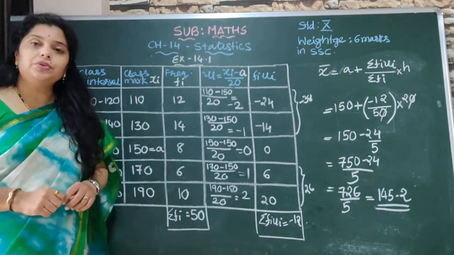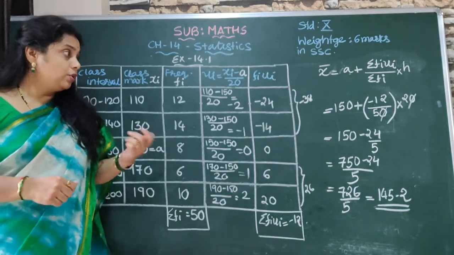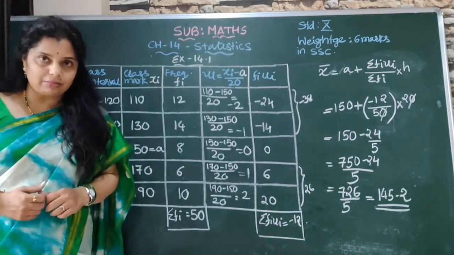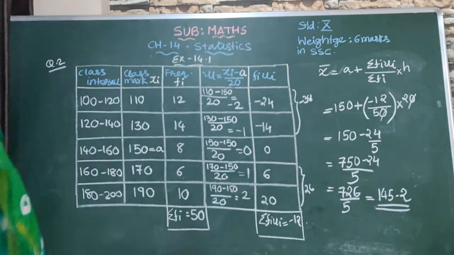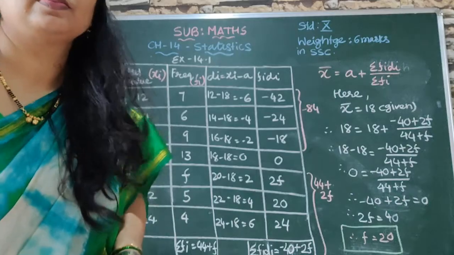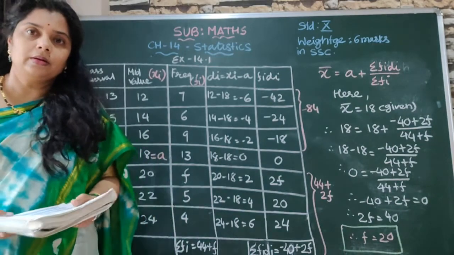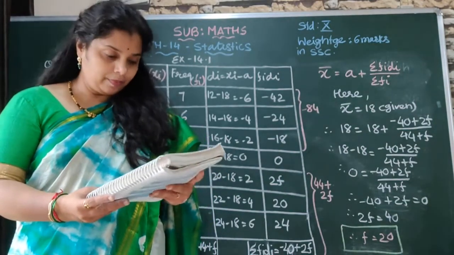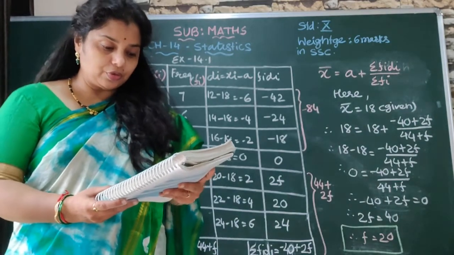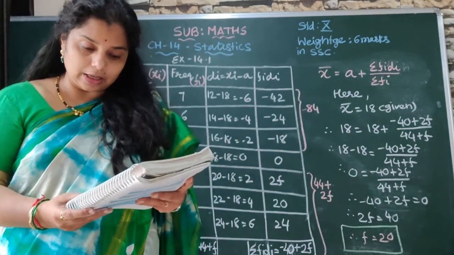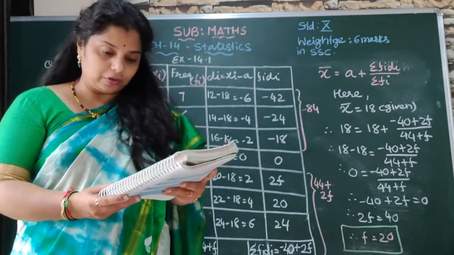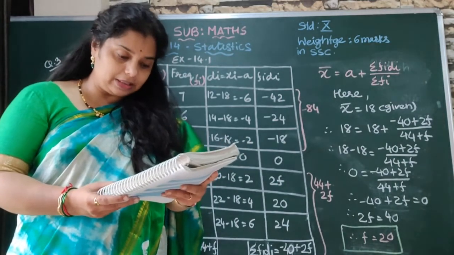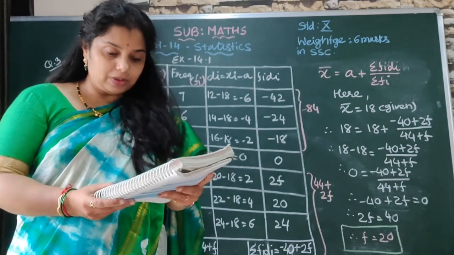Okay, let's move to the next one. Let's do one example in which we can use the assumed mean method. Let's start the third question. The following distribution shows the daily pocket allowance of children of a locality. The mean pocket allowance is rupees 18. Find the missing frequency f.